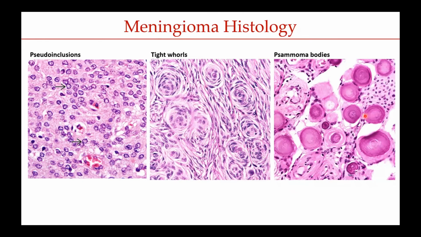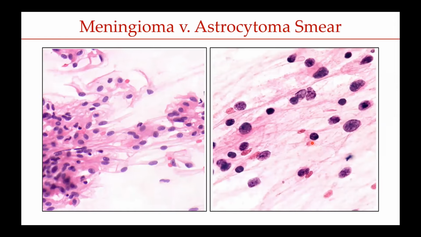Classic histologic findings of these tumors are noted on these slides. So pseudo inclusions, where they're pseudo because they're not real inclusions. They're just holes due to invagination of the cytoplasm into the nucleus. Tight whorls in this transitional meningioma, and I'll get into the subtypes shortly. These tight whorls are another classic feature, as are psammoma bodies, and here in a psammomatous meningioma, they're very, very prominent, and I'll show you some of that in a bit.